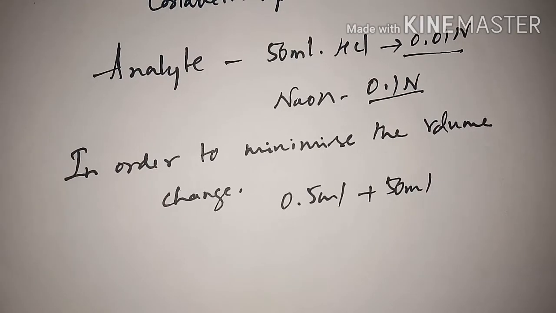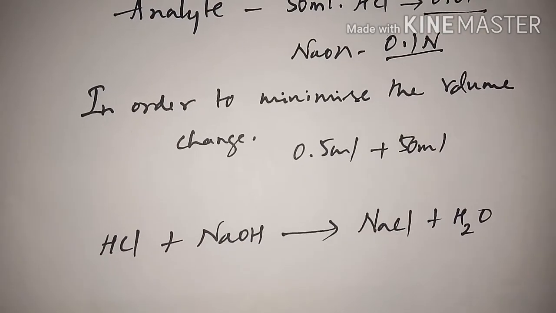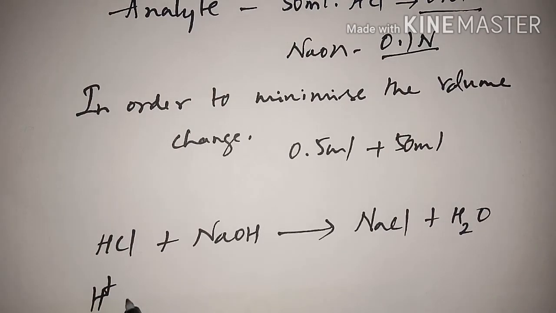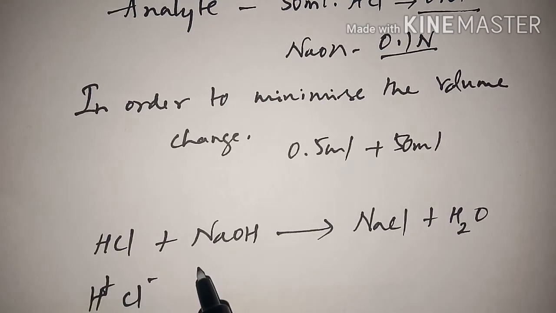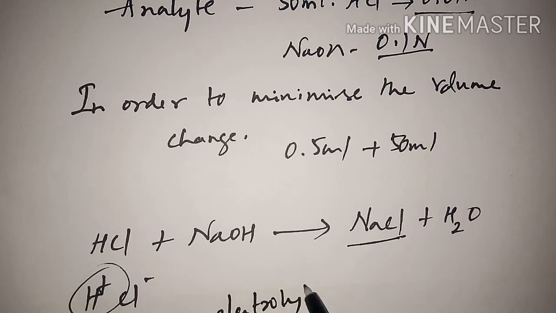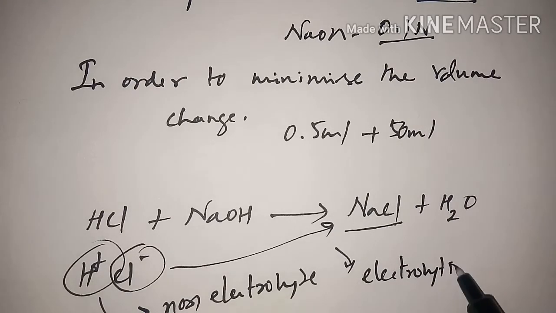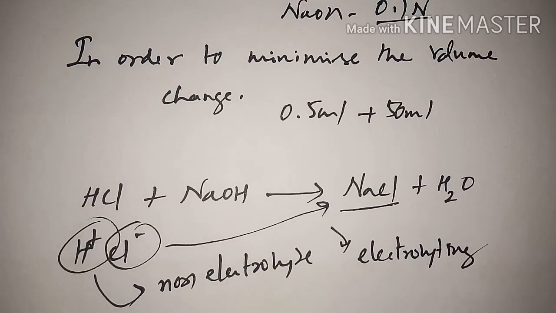Now in this case, strong acid versus strong base, HCl plus NaOH will give NaCl and water. So this is the reaction. HCl has H+ and Cl-, and this is 50 ml. After adding 0.5 ml NaOH, the HCl will be converted into NaCl. H+ goes to a non-electrolyte medium, so only Cl- remains in the electrolytic medium. Now the H+ is replaced with Na+.